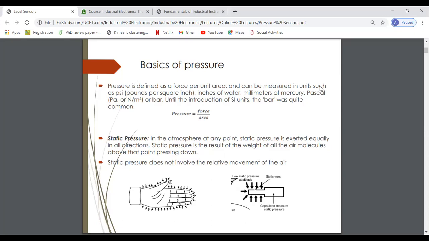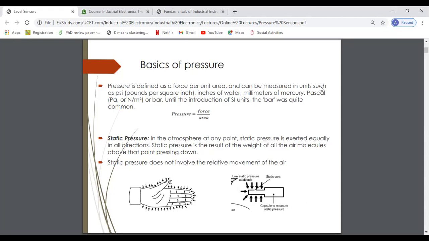Until the introduction of SI standard international units, the bar was quite common to measure pressure as force per unit area. Then in SI units, the pascal was introduced, which is equal to newton per meter square.